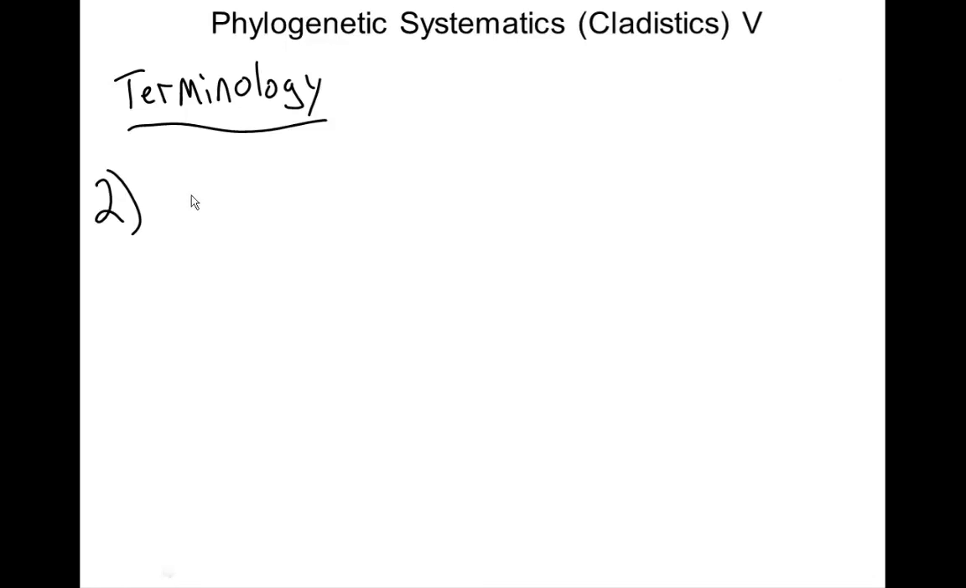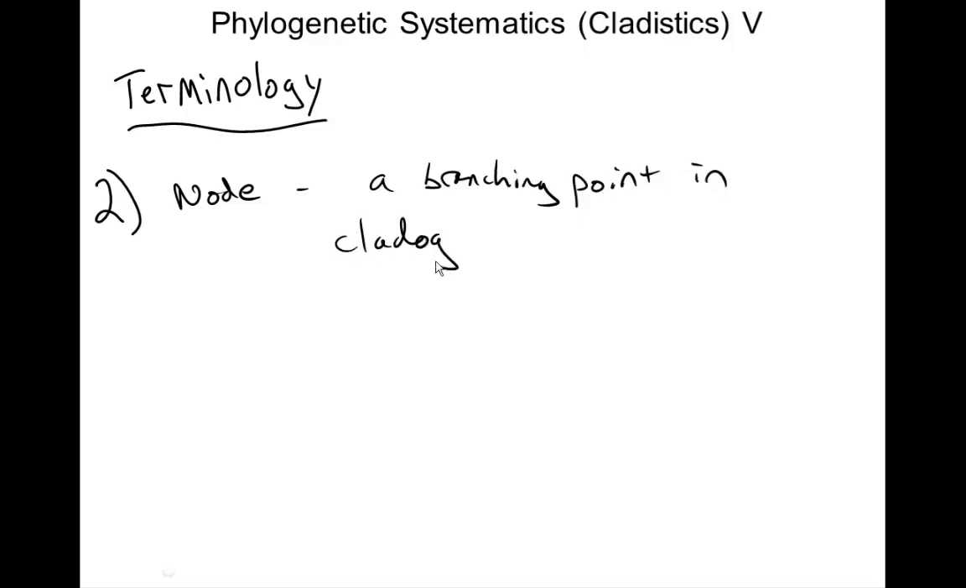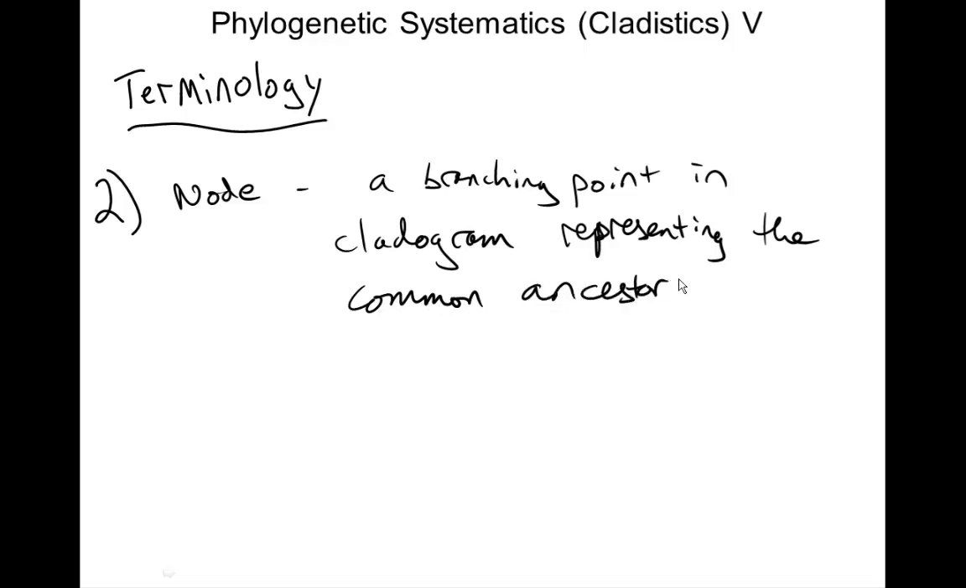So if we look at term 2, again, this is another term I've already mentioned today, and this is node. When we talk about a node, we're talking about a branching point in a cladogram, which represents the common ancestor at the time of a divergence in two or more lineages.